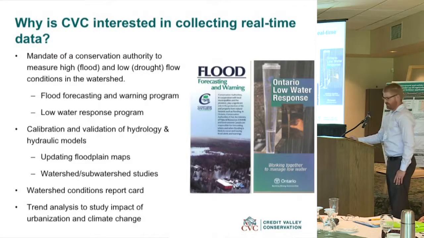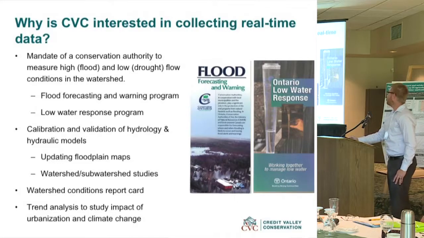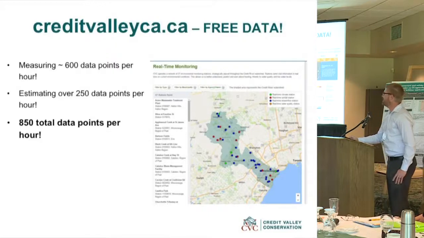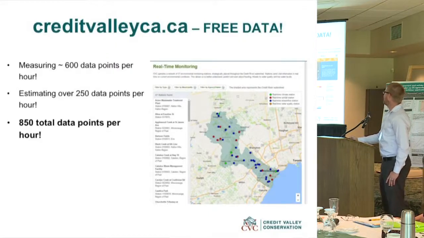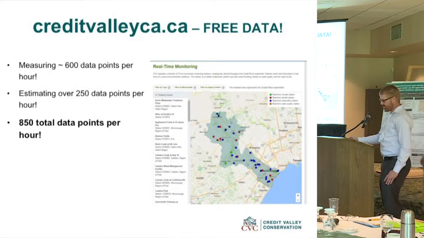The data we collect is used in calibration and validation of hydraulic models and to help update floodplain mapping. Our real-time data is also used in watershed report cards, watershed and sub-watershed studies, and it's also important in studying the impact of urbanization and climate change. And something that we've just introduced as of this year, all of our real-time data is now available on our website. This is obviously a very important tool and is something that's really useful for the average everyday person.